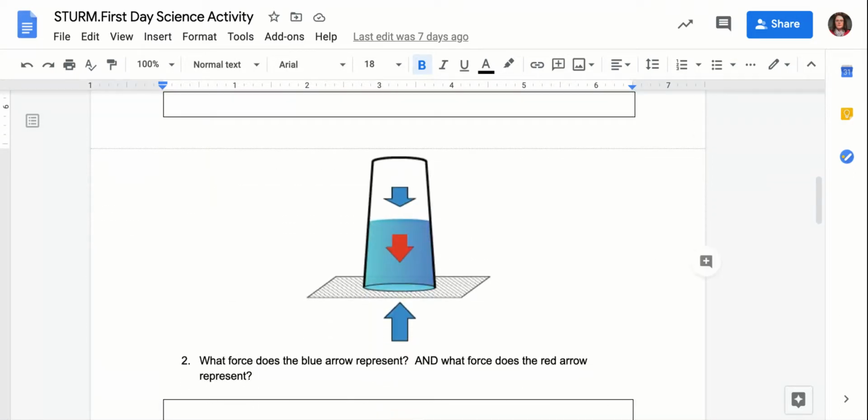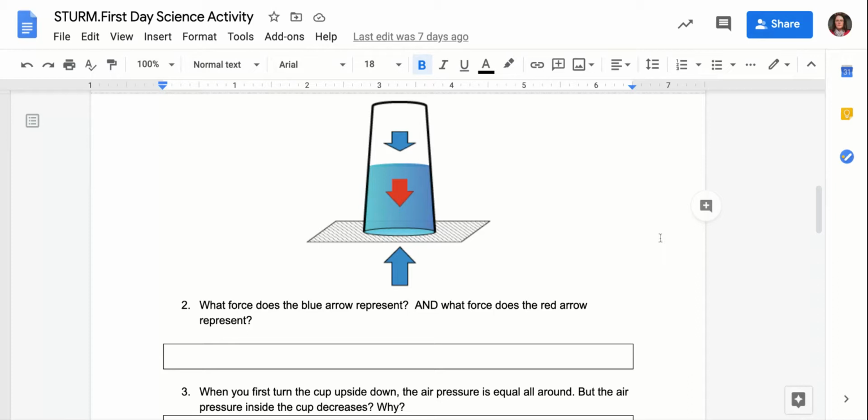If we move on, here's a diagram that you see with the blue arrows and the red arrows. Number two, what force do the blue arrows represent? And the blue arrows both represent air pressure, both from inside and outside. And what force does the red arrow represent? You might think that's the weight of the water, otherwise known as gravity. And that's the answer to number two. You can pause this video and answer number two.